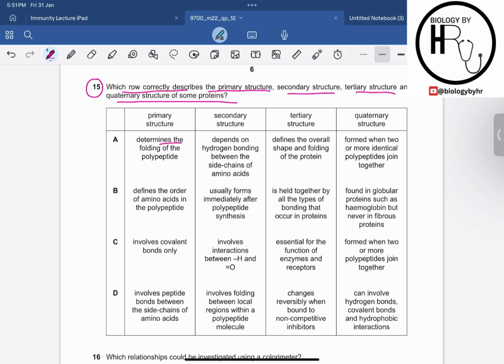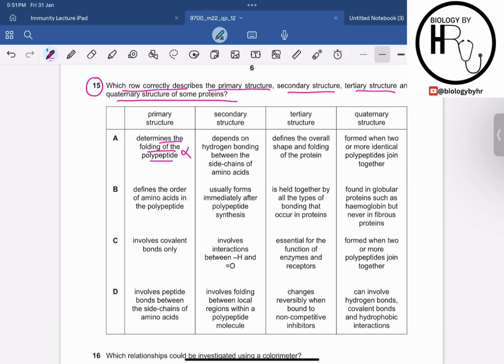It determines the folding of the polypeptide chain. No, I don't think so. This is a correct statement: it does not determine the folding of a polypeptide chain. It is just the primary sequence of the amino acids. Right? That is, what is the sequence of the amino acids. The arrangement of the amino acids is basically the primary structure. The folding is most probably determined by the secondary structure.